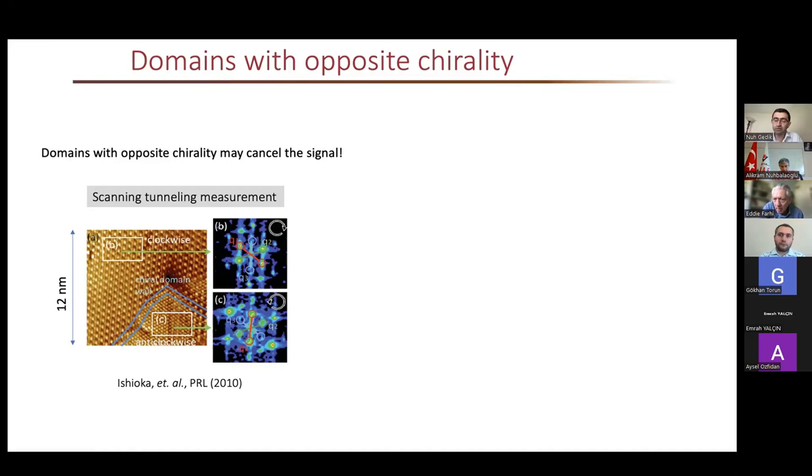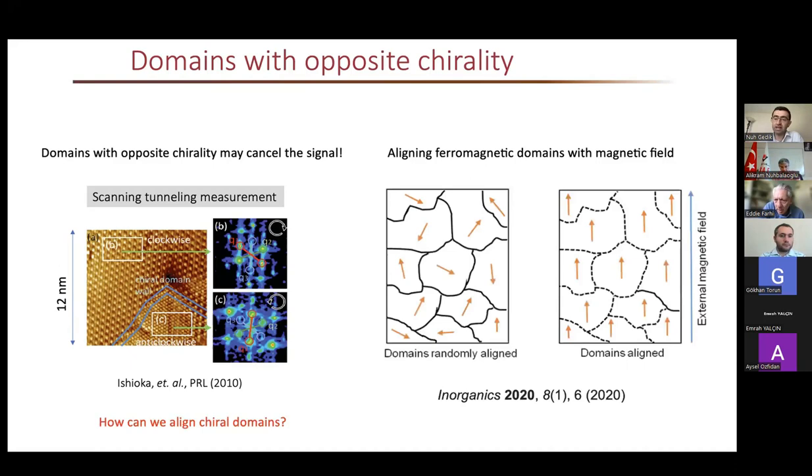Well, let me show you a similar example. We know about magnetic domains, right? You can have a ferromagnet and these domains would be pointing in random directions. Now, what you would do is put a magnetic field to align these domains. That's how you align magnetic domains. Now, you cannot do this with the chiral domains. Chirality doesn't couple to the magnetic field. You cannot align with a magnetic field. So you need something else. So we had this crazy idea to actually align these domains with the light itself.